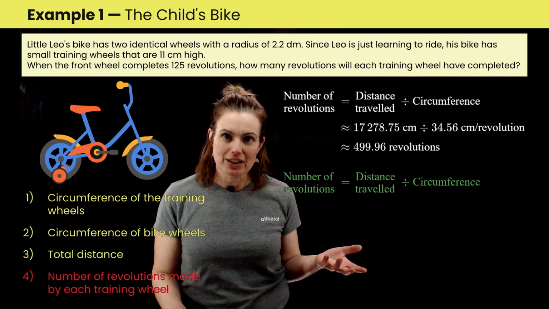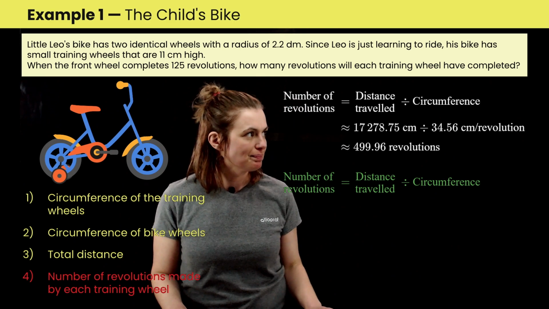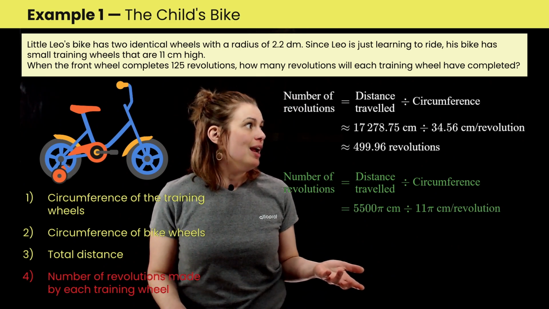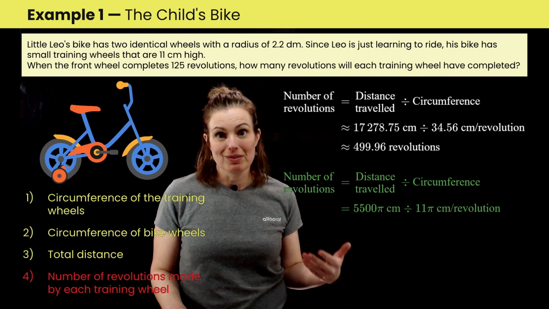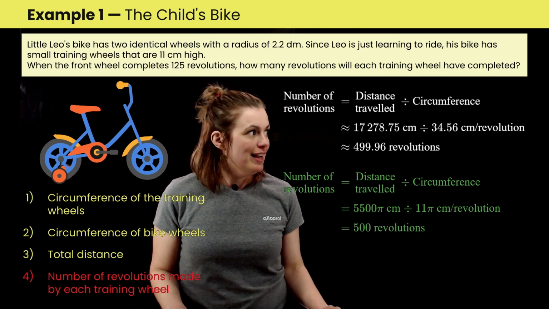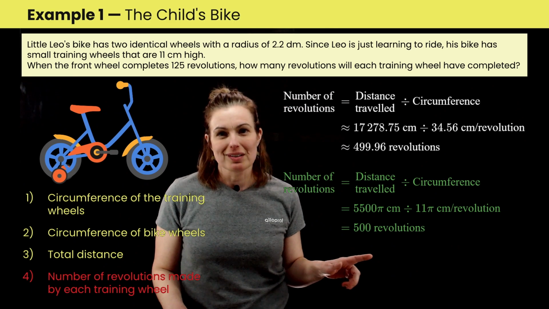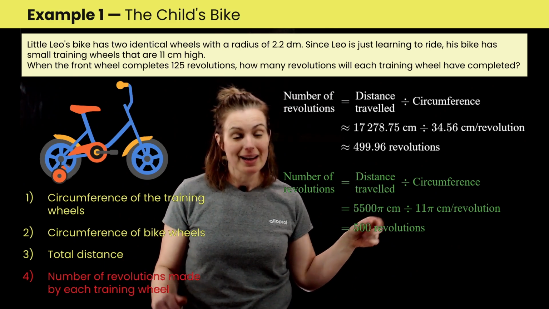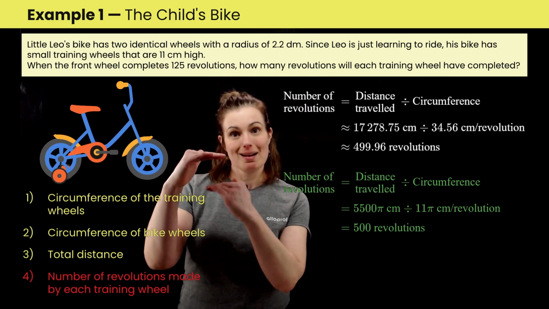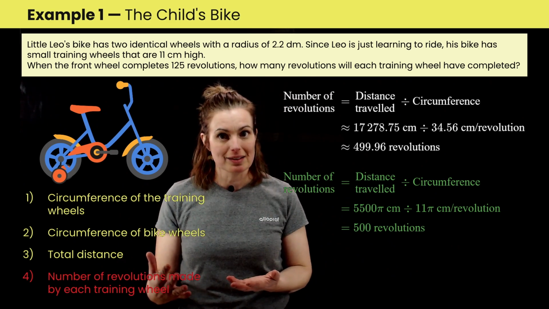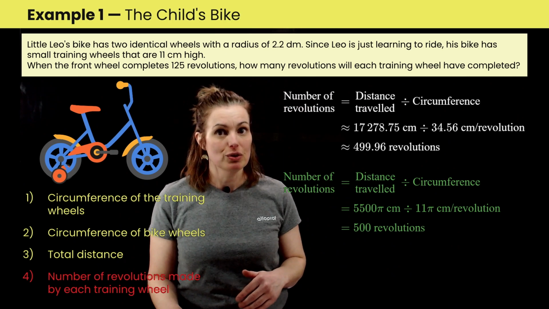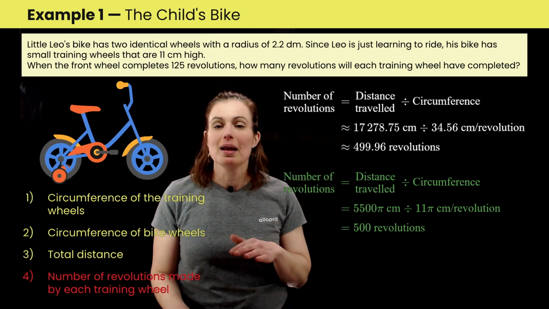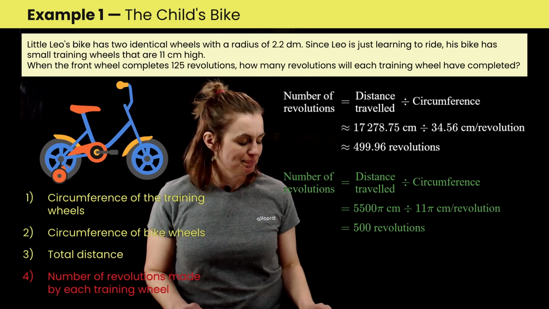If I do the same calculation, this time in terms of pi, that means I'm going to have 5,500 pi centimeters, which I'm going to divide by 11 pi centimeters per revolution to give me 500 revolutions. And you might wonder what happened to pi, but of course, if pi is in the numerator and pi is in the denominator, then pi cancels out and I'm left with 500 revolutions, which is, again, more precise than the above method, but either way is totally acceptable.